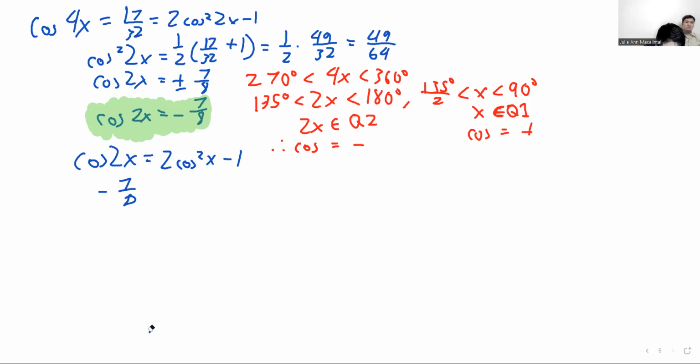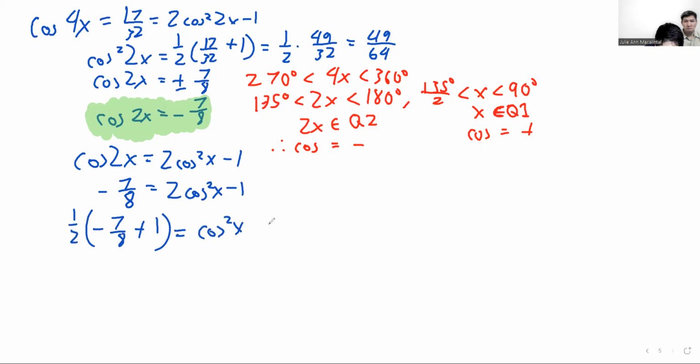What happened to the 8? One times 1 is equal to 1/16. So you probably know where this is going. This is plus minus 1/4.